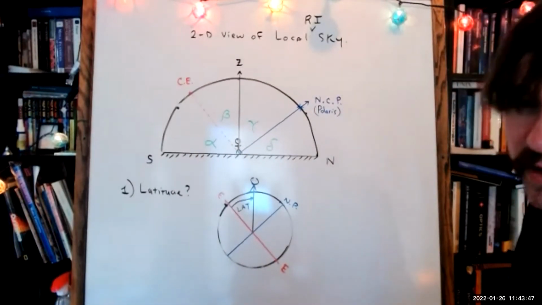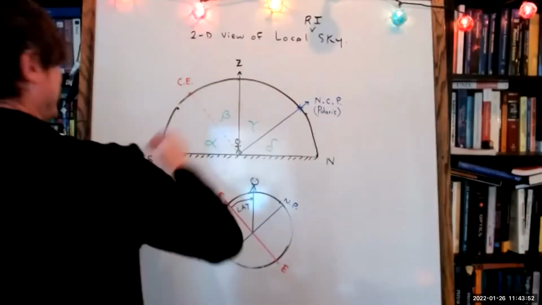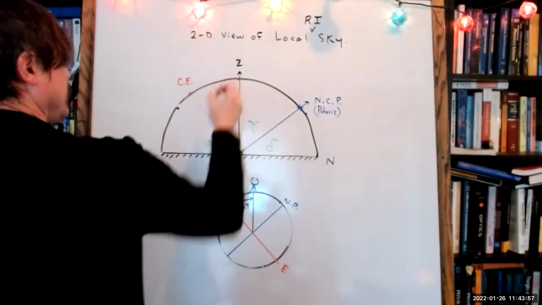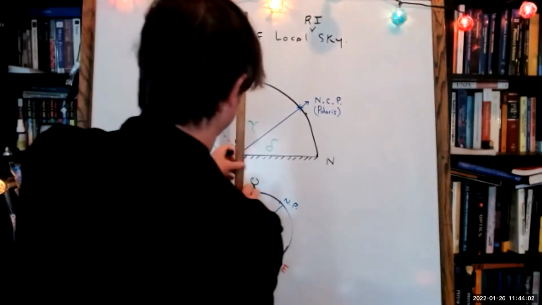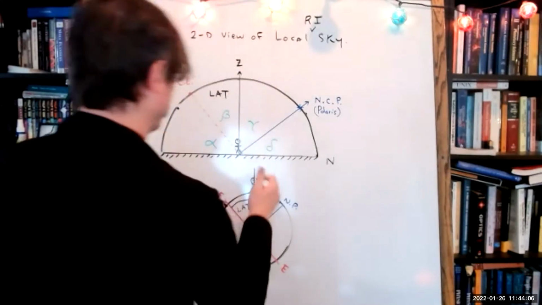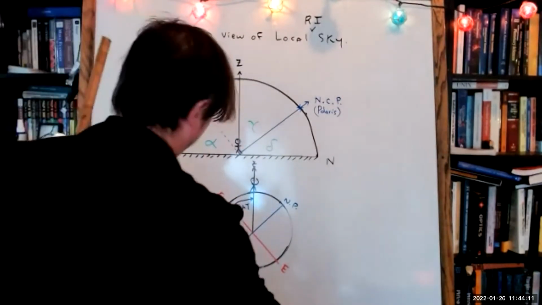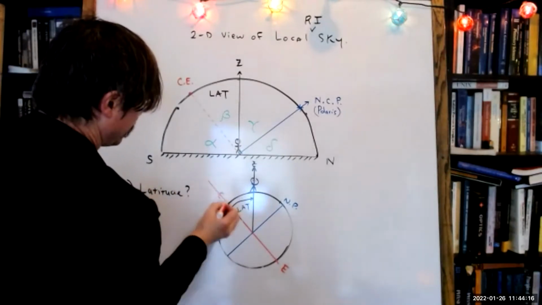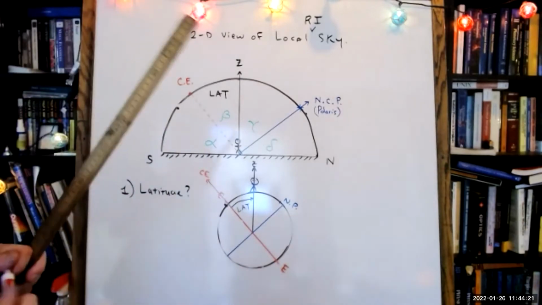Does that help us at all? Yeah, so it'd be beta. That's right. Beta is your latitude, and you can see why. The reason is that your feet and your head point towards the zenith. That's your location on Earth. But the equator points towards the celestial equator. So the angle between the celestial equator and the zenith is the same angle as the angle between your equator and your feet, right?